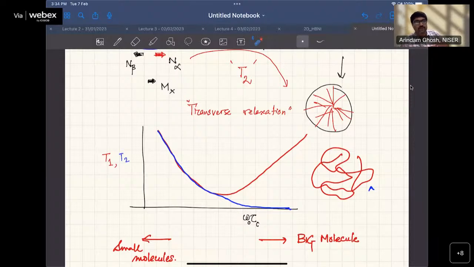But what I'm trying to emphasize in this question as well as the last question is that T1, T2 is basically the dynamics of the molecule, how this molecule is rotating with respect to the B1. If you go deeper into this theory, you will understand how this molecule is rotating, how uniformly, how fast it is rotating in the solution. The T1, T2 depends on that solely.